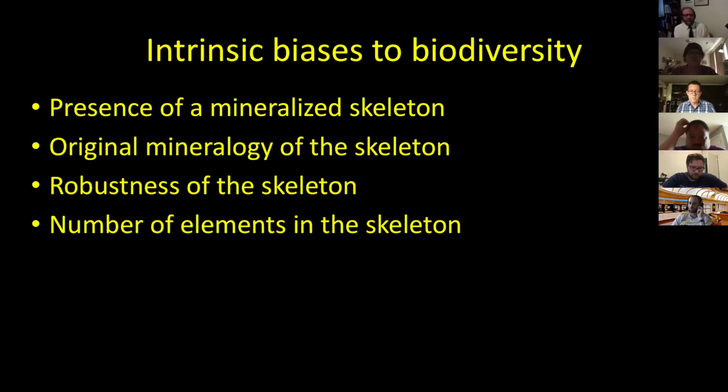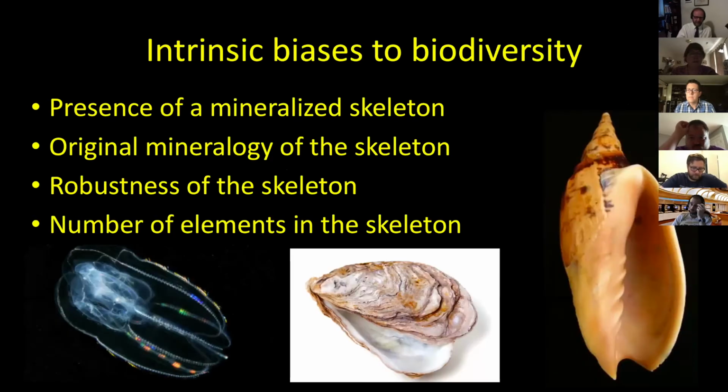So just quickly to look at these, intrinsic biases might be something like the presence of a skeleton. If you look at these 3 organisms, a ctenophore, a comb jelly, doesn't have a skeleton, so its fossil record is automatically in jeopardy. The original mineralogy of the skeleton can be very important. A lot of rocks, like in the Cretaceous, will have both oysters and snails in them. But because oysters are low magnesium calcite and snails are, generally speaking, aragonite, their preservation potential is very, very different. Oysters are beautiful, snails are moldic.